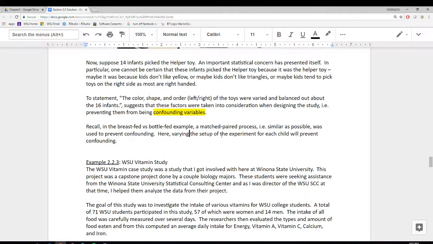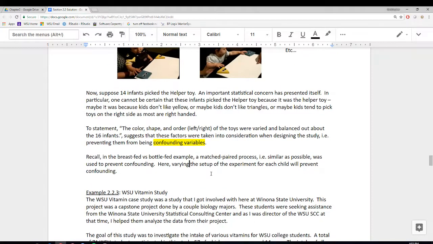Here, we have to do the opposite effect in this particular experiment. We want to vary the setup as much as possible for each of the children. In doing that, we will actually prevent confounding. So there's not a systematic way to determine how confounding must be adjusted in a particular study. Each study must be considered carefully in order to prevent these types of variables from influencing or adversely affecting our study outcomes.